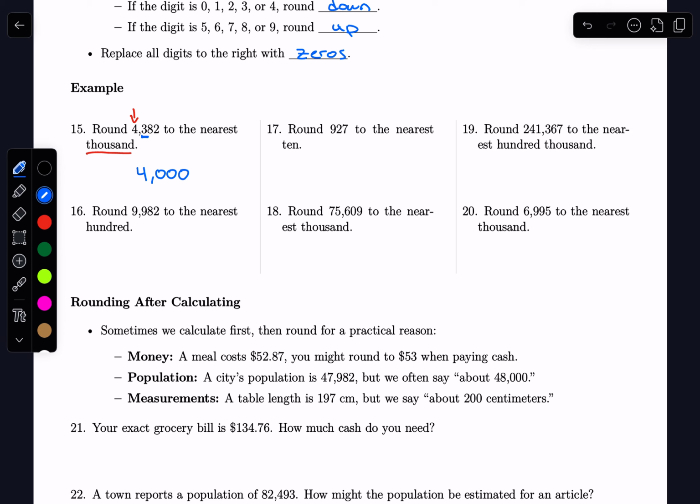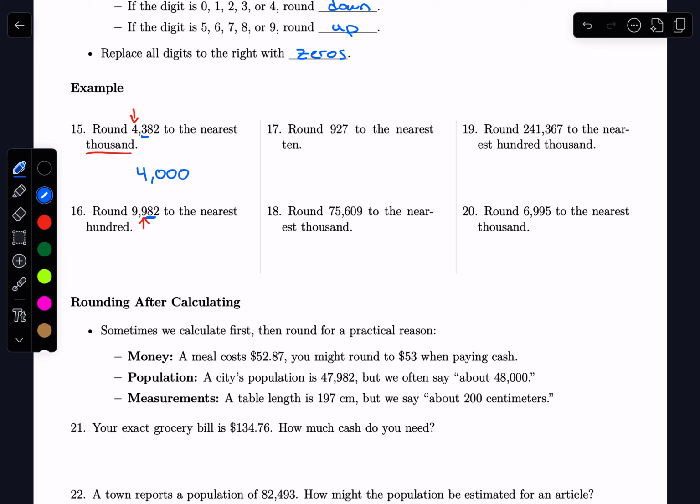Number 16, right below it, says round 9,982 to the nearest hundred. The hundreds place has a 9 in it. So we look one number to the right, which is this 8. The 8 tells me to round up. So that 9 that I'm pointing to is going to go up 1 and become 10. But when it becomes a 10, we have to add that second digit to the column to the left.